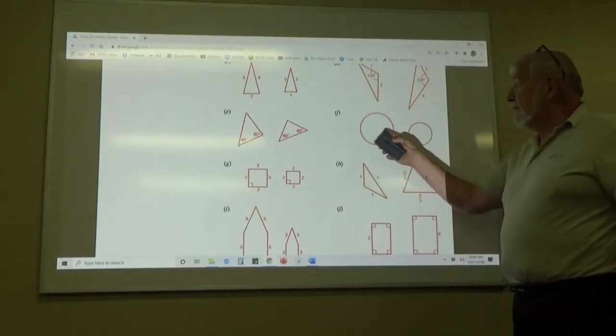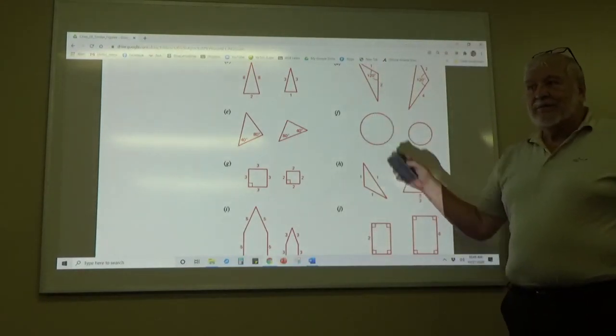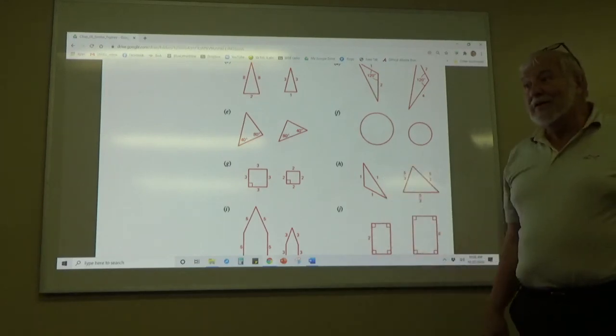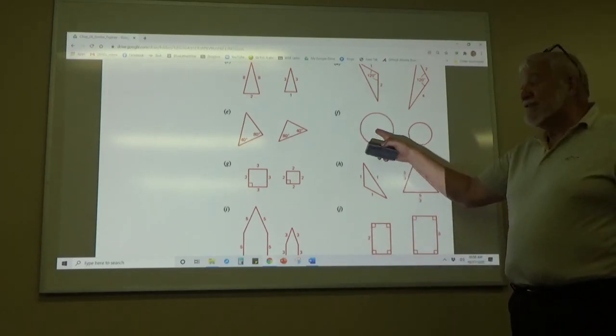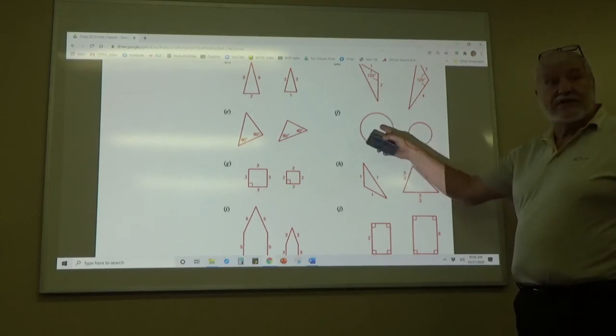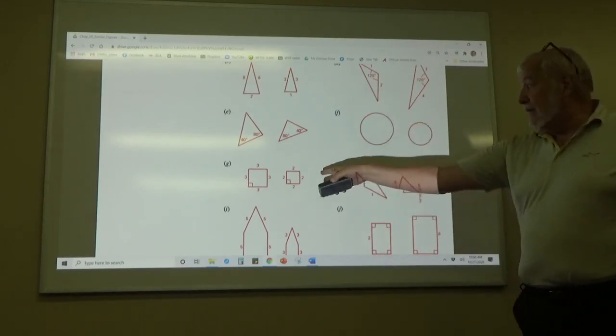Okay? Circles? Are circles similar? Yes. All right, they all have a distance from the center, and so we could have the ratio of those things, so those are similar. All right, what about those?